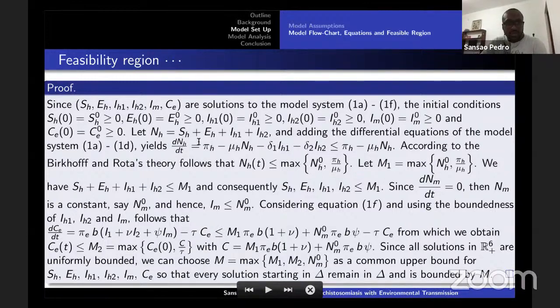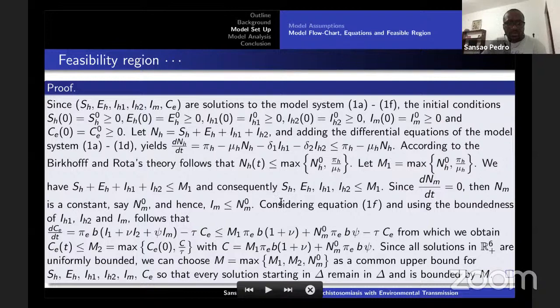So from this total, clearly we can tell that this is less than this particular component, and since this is just a linear differential equation, it can be solved. When we solve this differential equation, we find that the total population at any time is bounded by the maximum between the initial population and this term. So we term this number M1, okay?